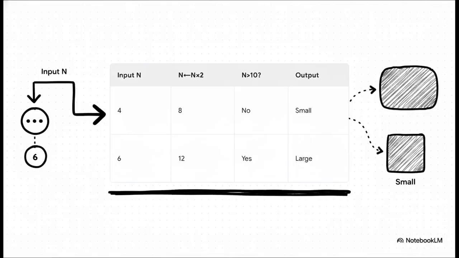And to wrap up the mechanics, this beautifully illustrates our final core concept. Here's a really simple algorithm where a number, n, is doubled. If it's over 10, it outputs large, otherwise it outputs small. Now, if our initial input is 4, it doubles to 8. The condition is no, so the output is small. But what if the input is 6? Well, it doubles to 12. The condition is now yes, and the output is large. The so what here is pretty huge. Different initial inputs actively and completely alter your final outputs.